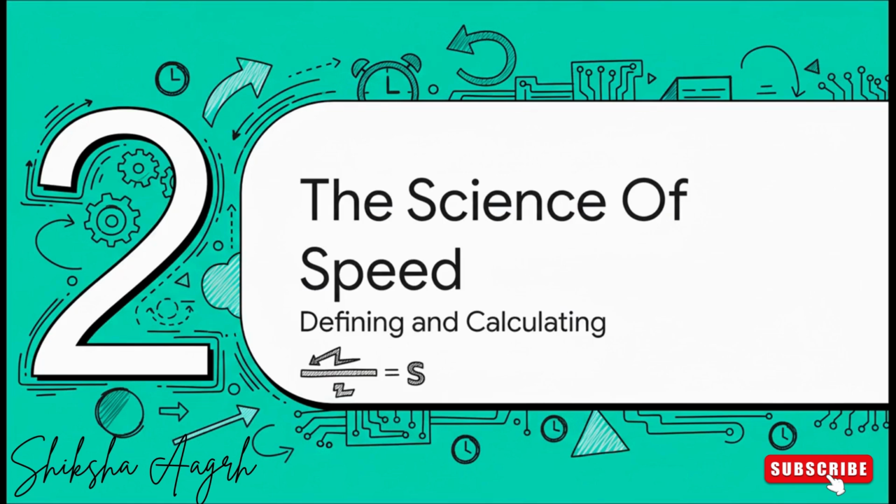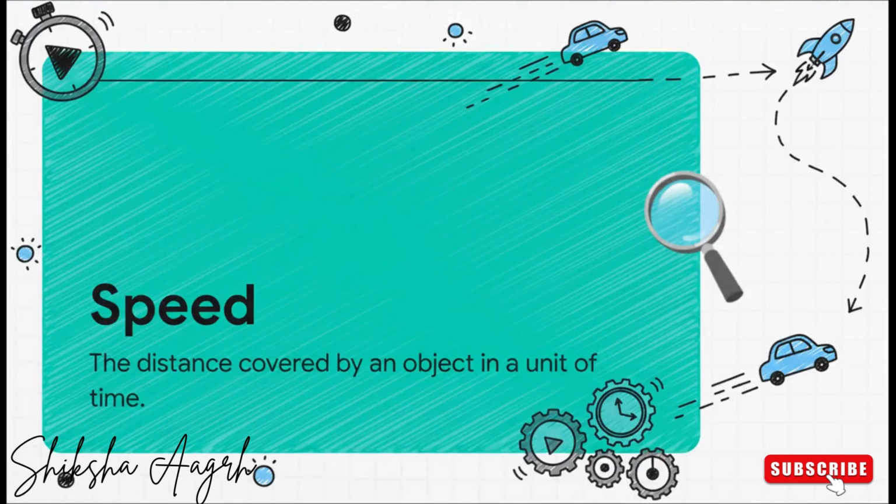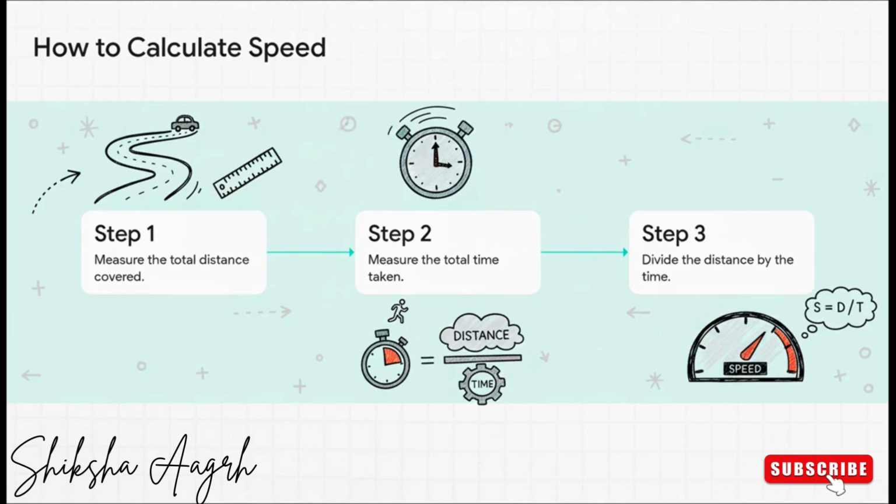Well, this is where we need to get just a little more formal and give this idea a proper name. And here it is, speed. All it is is the distance something covers in one single unit of time. Now that unit could be a second, a minute, an hour, it doesn't matter. It's just a way of saying how far did you get in this specific chunk of time. And the best part? Calculating it is super easy. Seriously, it's just 3 steps. First, you measure how far something went. Second, you measure how long it took to get there. And third, you just divide that distance by the time. That's it. That's the whole formula.